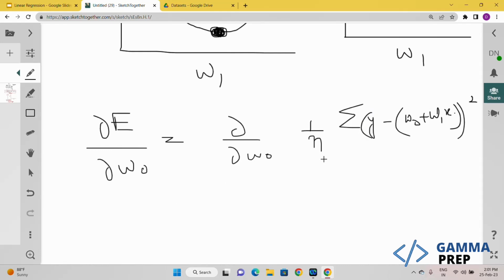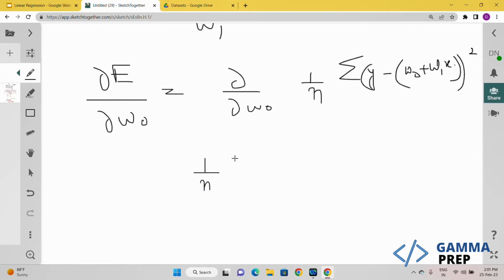It's fine if you are not able to remember the differentiation, that's okay. Now 1 by n is a constant, so it comes out. So we have dou by dou W0 and the summation will remain as it is. And when we try to do this, I'll just tell you the differentiation. It's fine if you're not able to understand it because it's going to apply some chain rules.